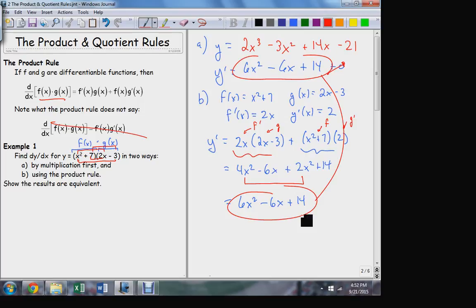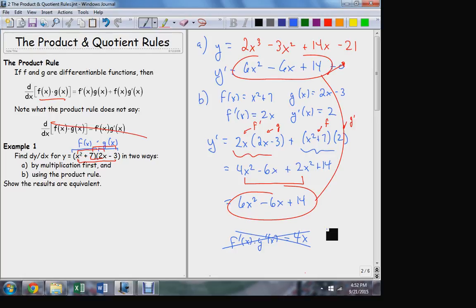But please notice what would have happened if I had just multiplied f prime and g prime. F prime of x times g prime of x, that's just 4x. It's not even close. Not even close to being the proper derivative. So don't do that. So there it is. There's the product rule.